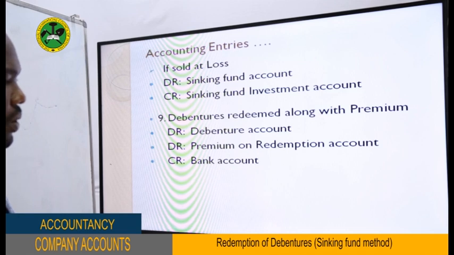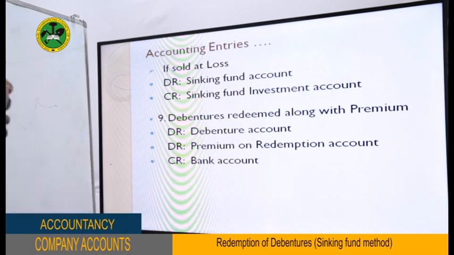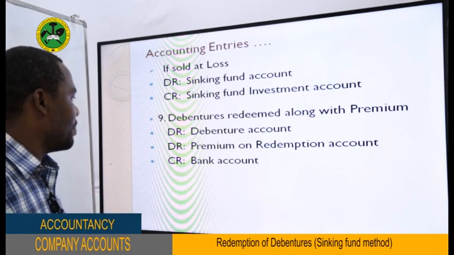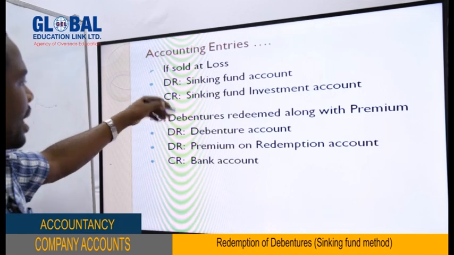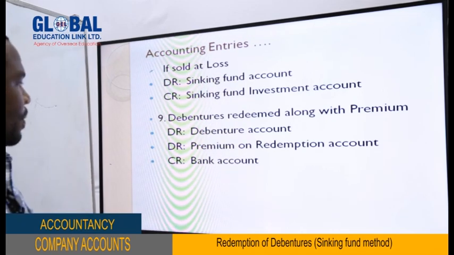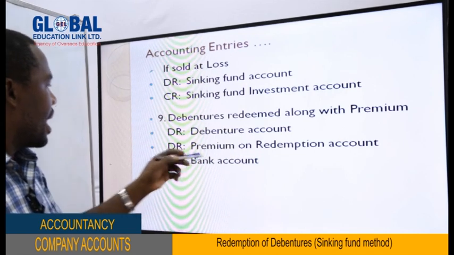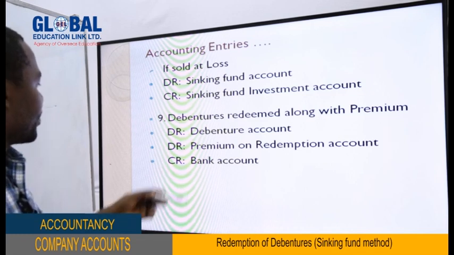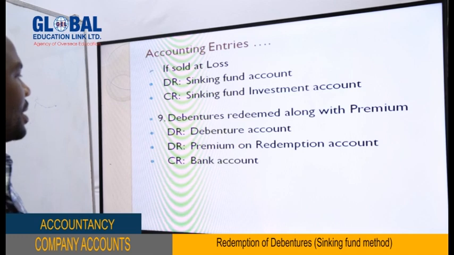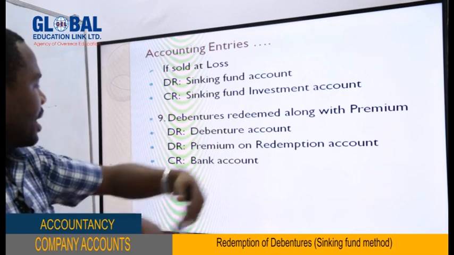What next? We expect that after getting the sufficient amount, we are going to redeem the debentures. So when the debentures are redeemed, whether we are redeeming at a premium, at par, or even at a discount, what do we do? If it is at premium, of course, we are going to debit the debenture redemption account, and you are going to debit again the premium on redemption account. The whole amount will be credited to bank. That will be the amount paid.